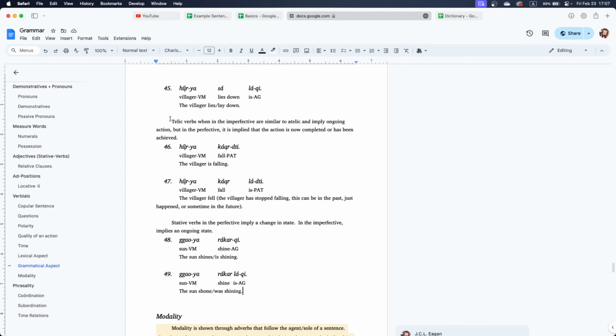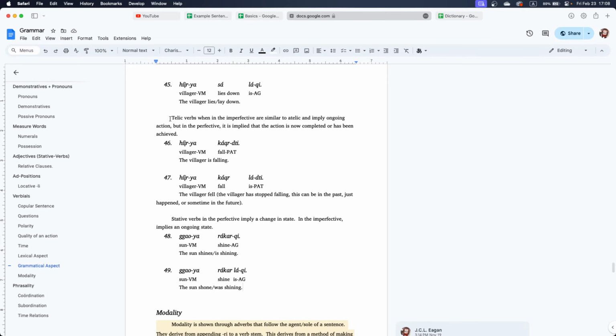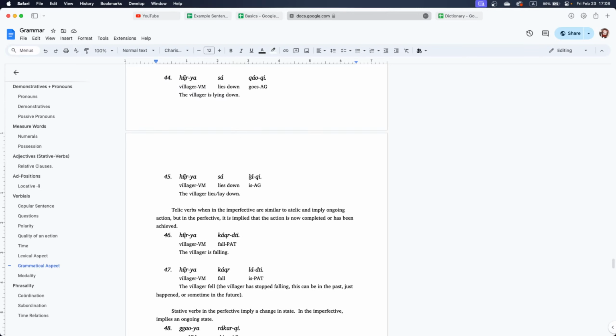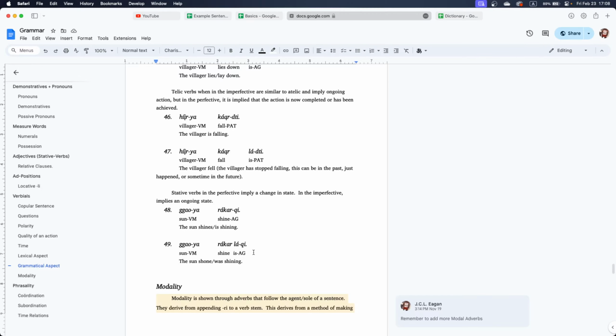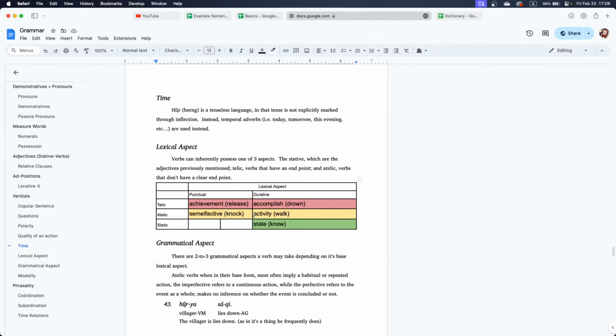So these are telic verbs. So stative verbs and telic verbs, they could be lumped into the same category. But I think I'm going to keep them separate because telic verbs have an end point, so to speak. Like there is a point where the semantic property of the verb implies that there will be an end to that action. Atelic, like up here, doesn't imply an end to the action. And stative is just saying a state of being. You can see that in this table up here. You can also access my Herng documents in the link below if you have Google Drive.